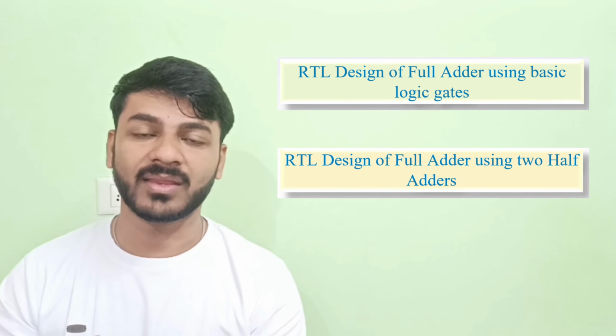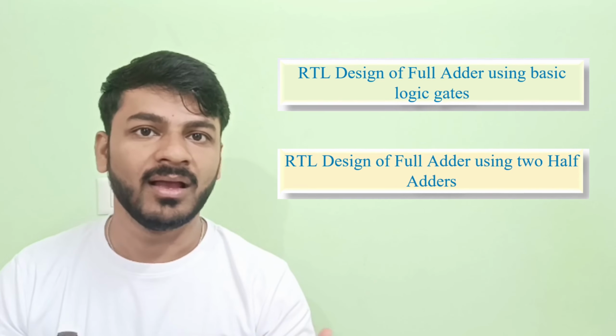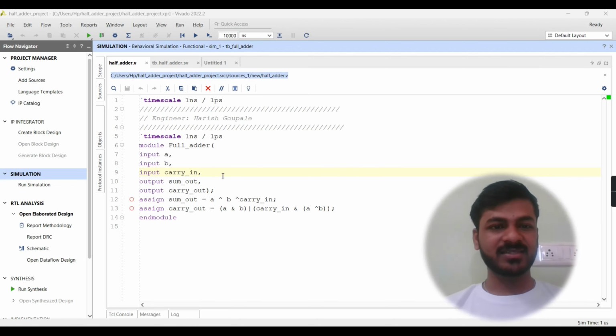So let's jump to the RTL design implementation of a full adder by using basic logic gates and by using two half adders on the Vivado tool. Here you can see my screen. This is the Vivado tool. Here I have already written a Verilog code for the design implementation of the full adder. We will go through each line of code.